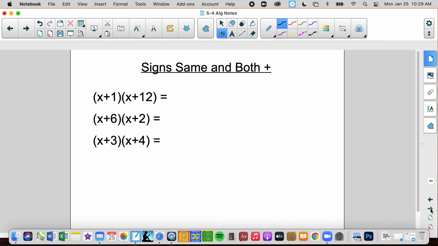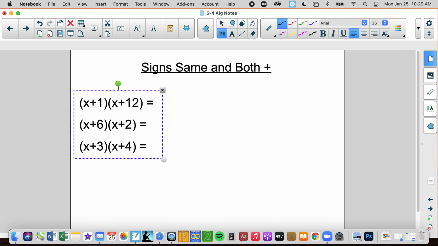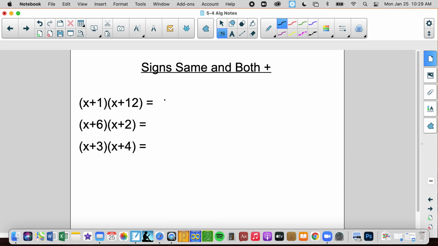Now, we want to do this and notice similarities and patterns. So we look at these three examples and we see that the signs of the binomials are the same and they're both positive. So what is that going to produce? What is my answer going to look like? Are we going to notice some patterns here? So if we do firsts, outers, inside, and last, you get that. And then we can combine that. So my answer is x squared plus 13x plus 12.